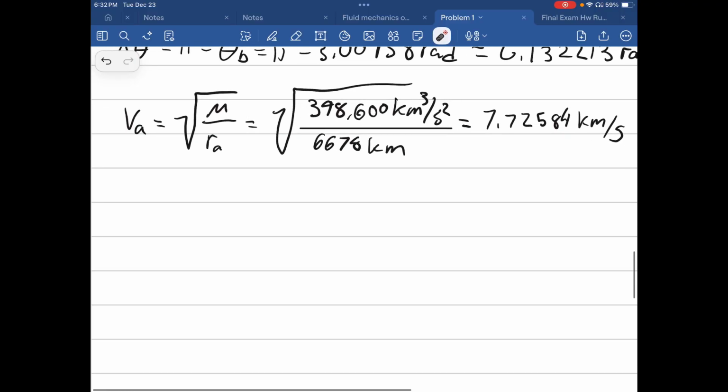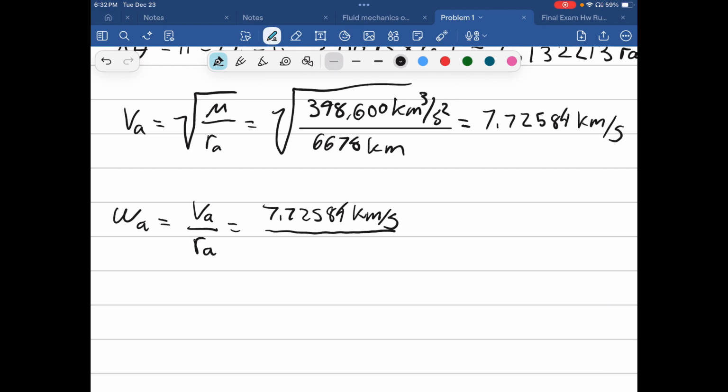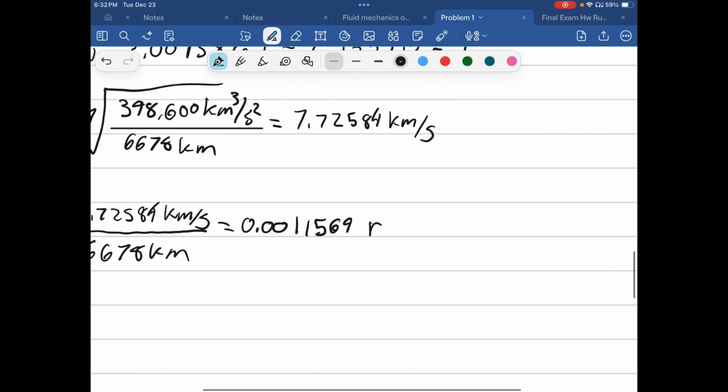All right, so there's our velocity A, and then if we go back to omega A equals VA over RA, we get 7.72584 kilometers per second over RA, 6,678 kilometers, equals 0.0011569 radians per second.